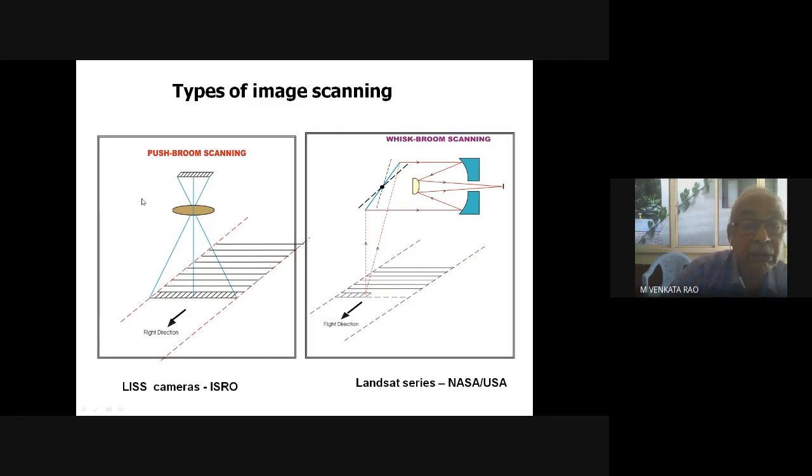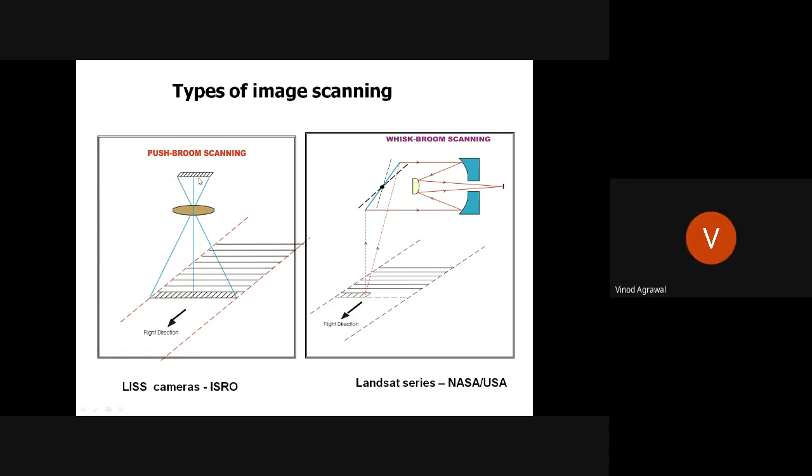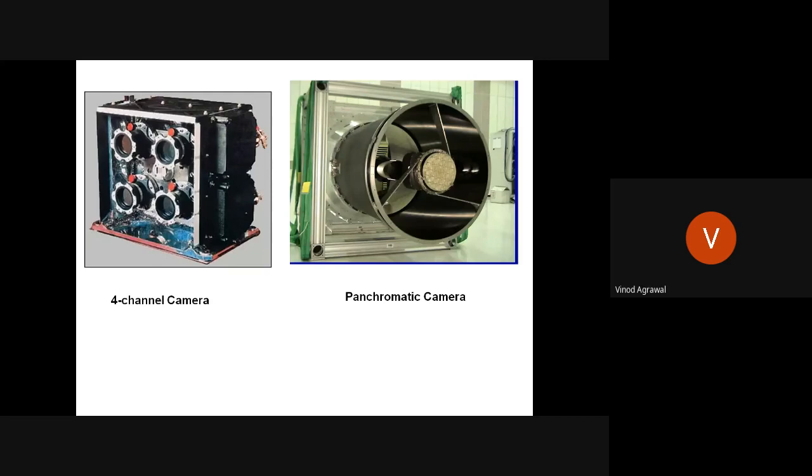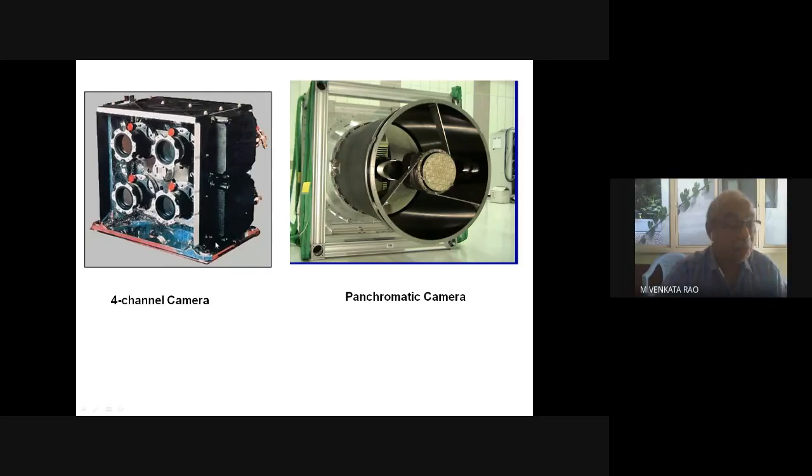Now coming to the cameras, there are 2 types of scanning from the space, from the satellite. One is the line scanning, as I explained earlier. There is a line of... Venkata, just 1 minute. Can you just explain a little bit more on panchromatic and multispectral? Yeah, actually that is coming. Basically, that's what I explained earlier.